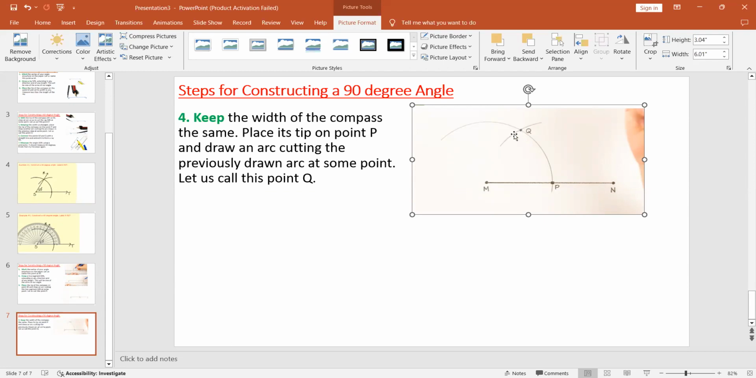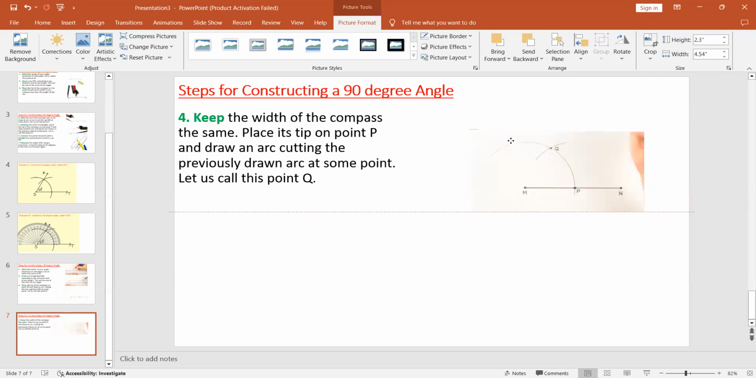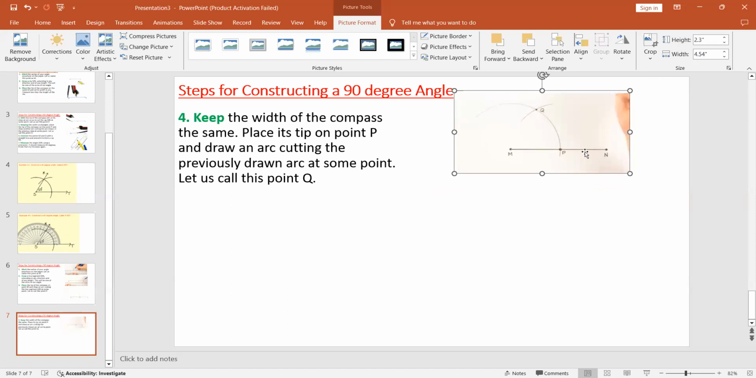Now this angle formed right here, if we were to draw a line straight through it, would be how many degrees? If we were to draw a line right here, what would be the angle formed? It's a question anyone can answer. 60 degrees, yeah. 60 degrees. But we're not going to do that because our goal is to form a 90 degree angle.